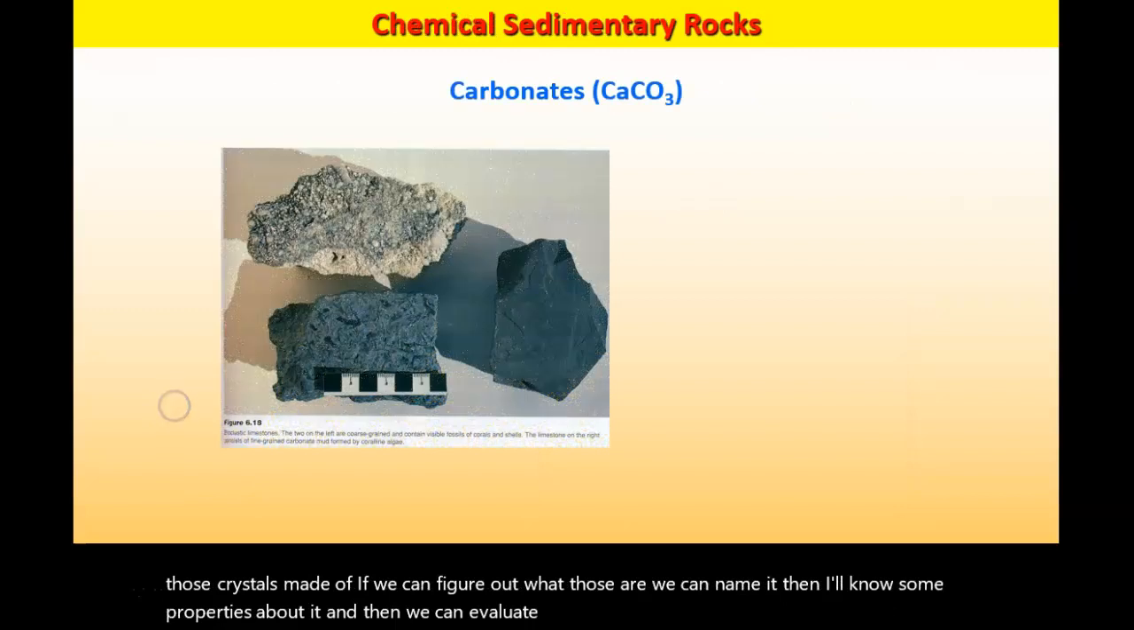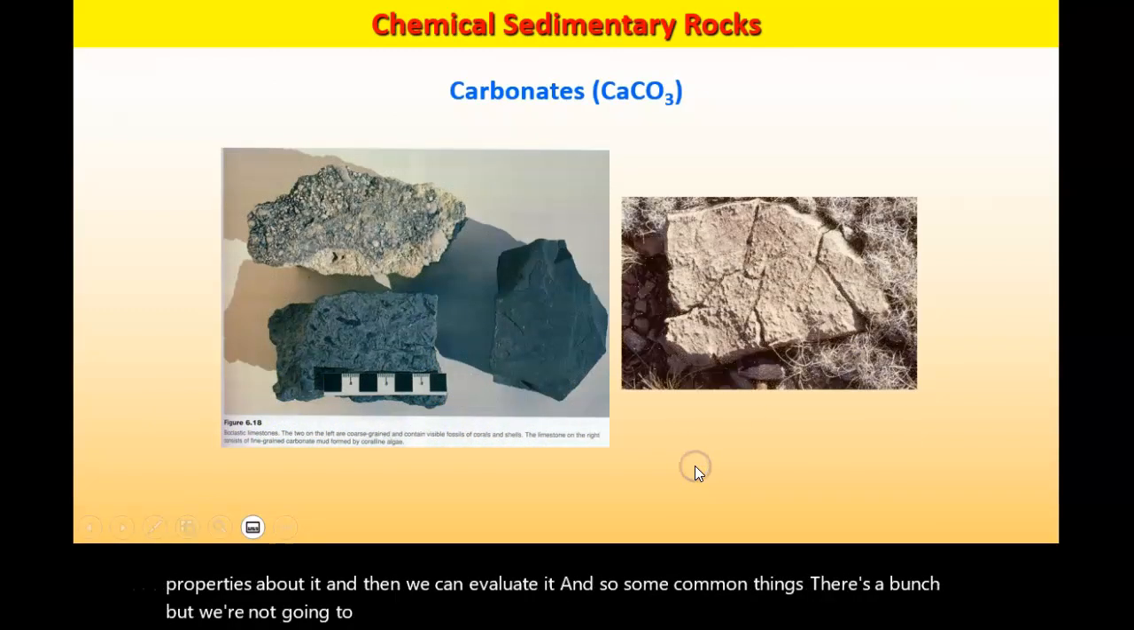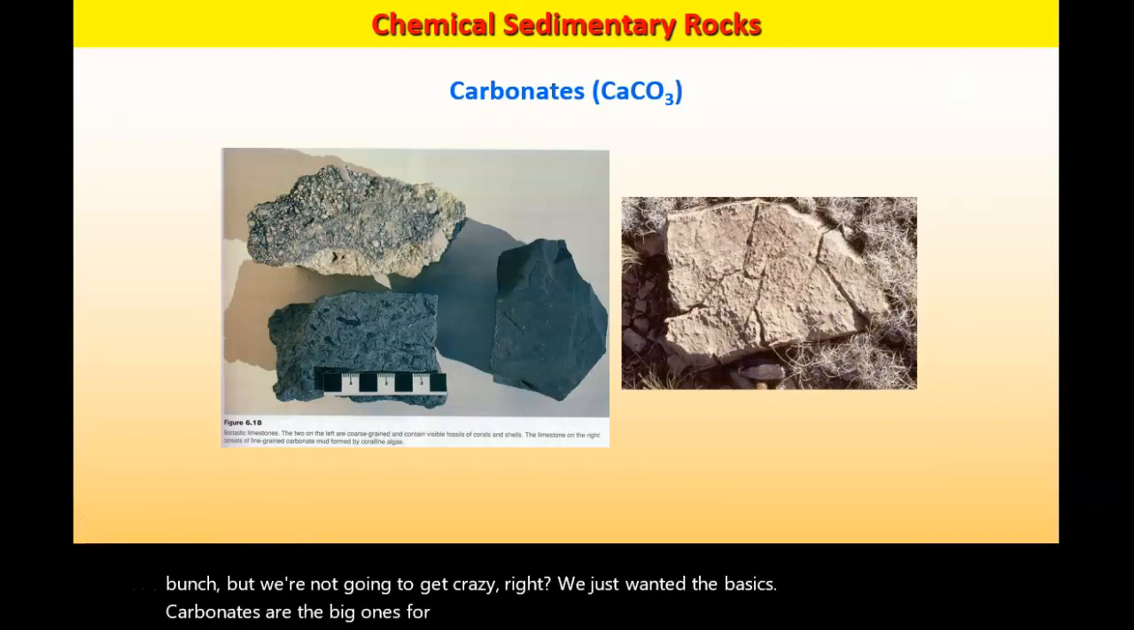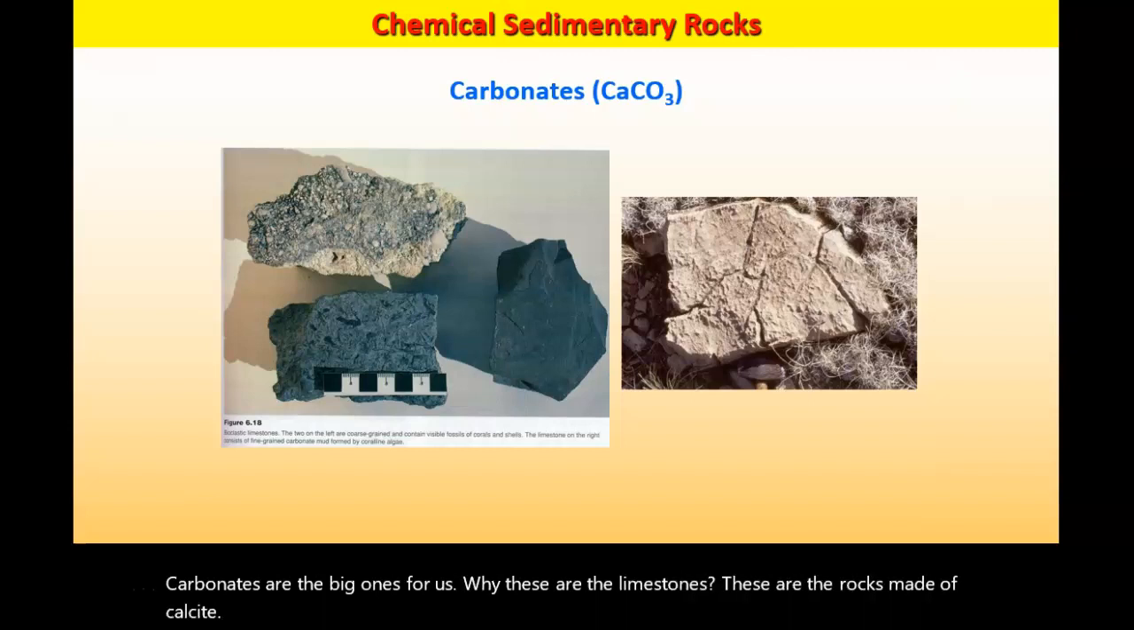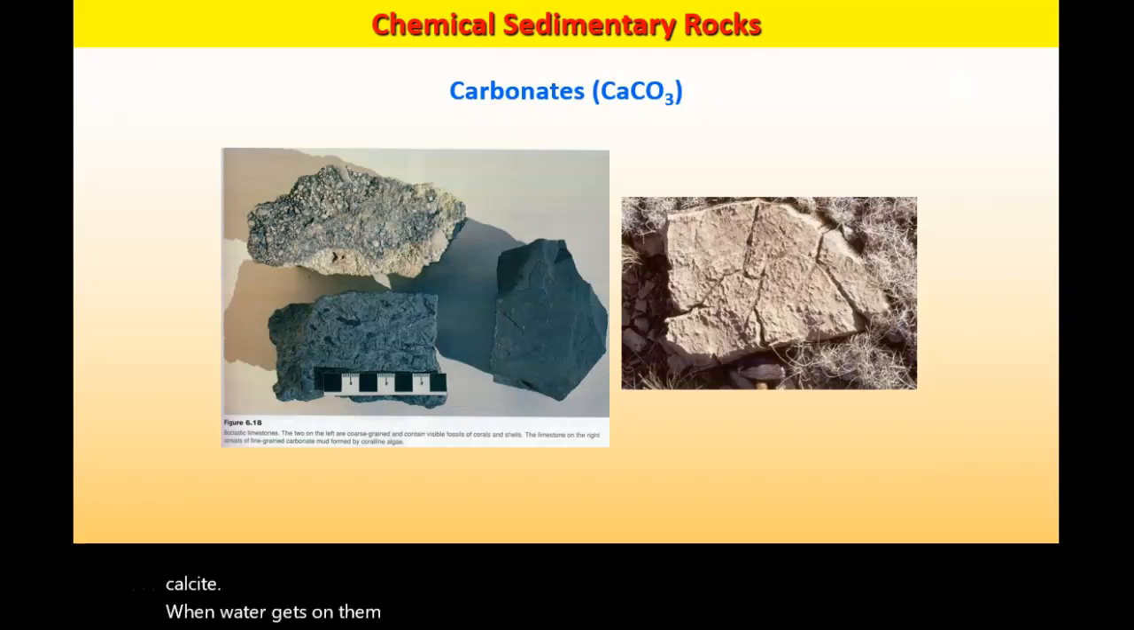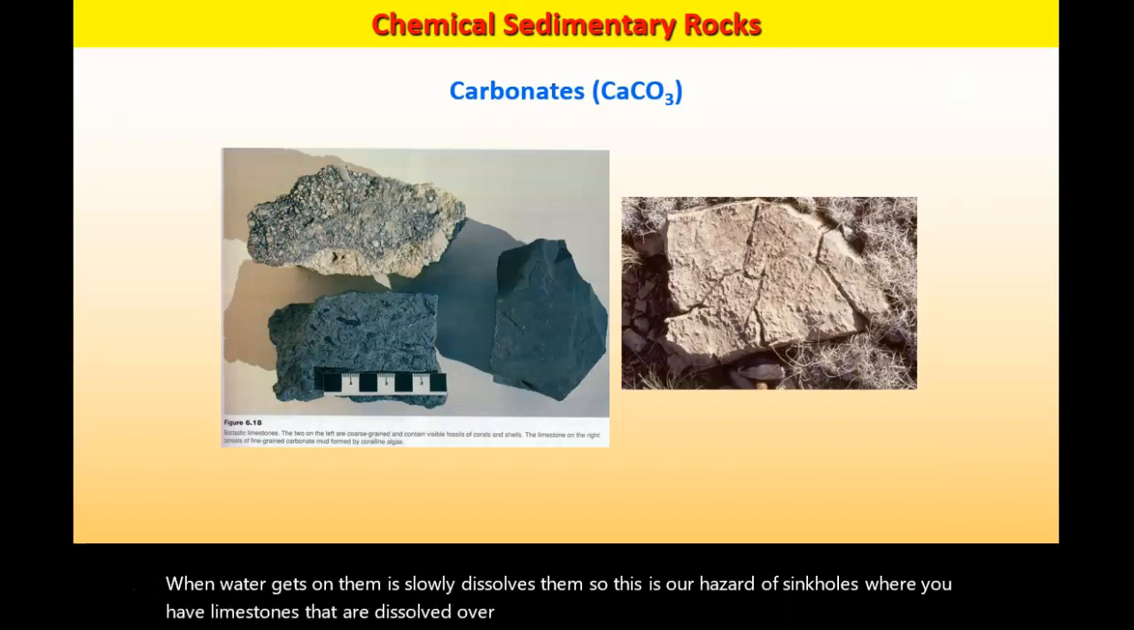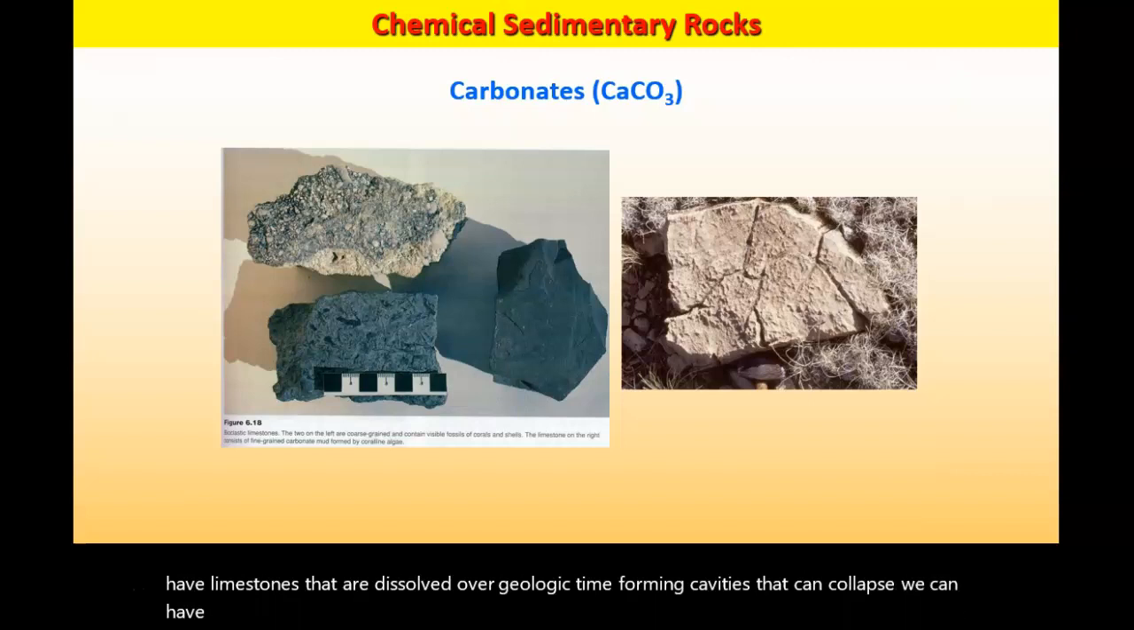And so some common things, there's a bunch, but we're not going to get crazy. We just want to know the basics. Carbonates are the big ones for us. Why? These are the limestones. These are the rocks made of calcite. When water gets on them, it slowly dissolves them. So this is our hazard of sinkholes, where we have limestones that are dissolved over geologic time, forming cavities that can collapse. We can have the land surface sink down over time.